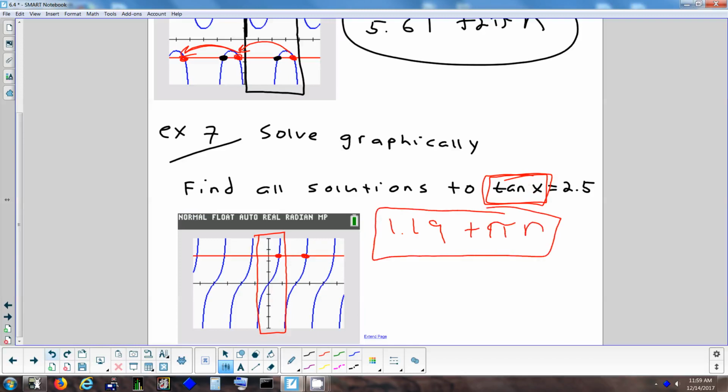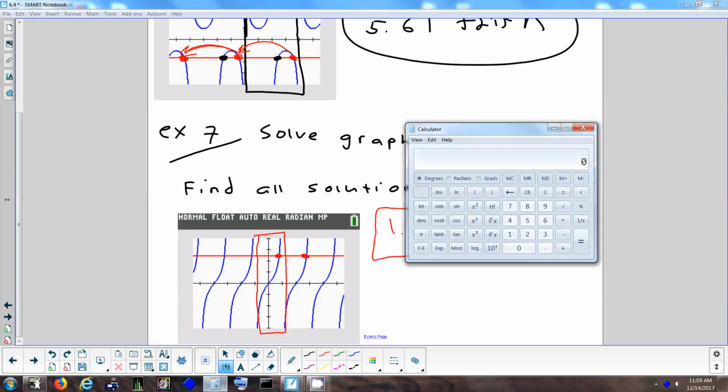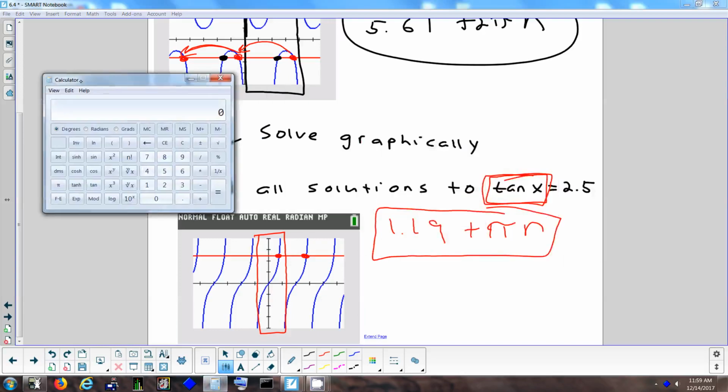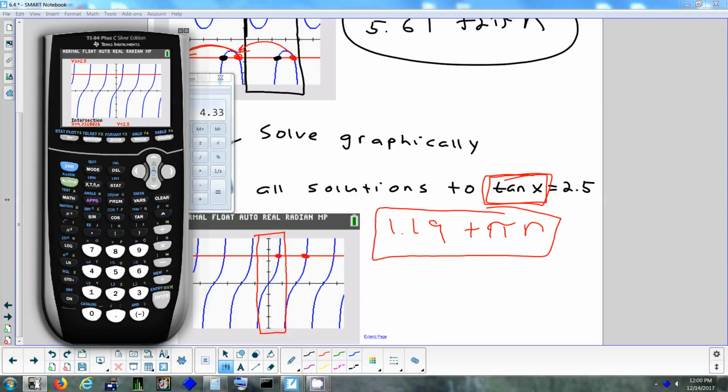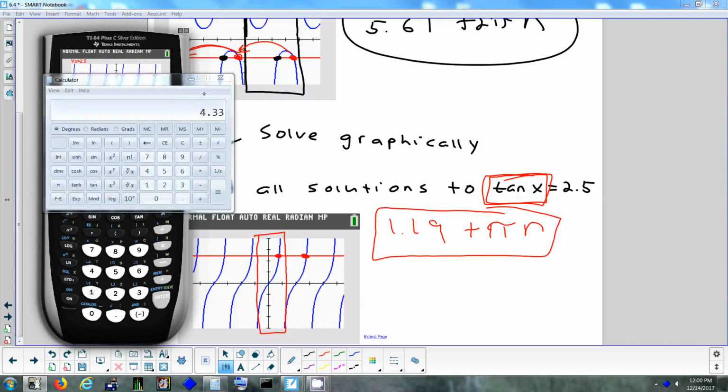So, if you wanted to know where the next answer is going to occur in the positive direction, it's 1.19 plus 3.14. That's the next answer, 4.33. Let me check and see if that works. So this intersection should be 4.33. And there it is, 4.33. The next answer after that, 7.47, 10.61. Just keep adding 3.14, and you get more and more answers.